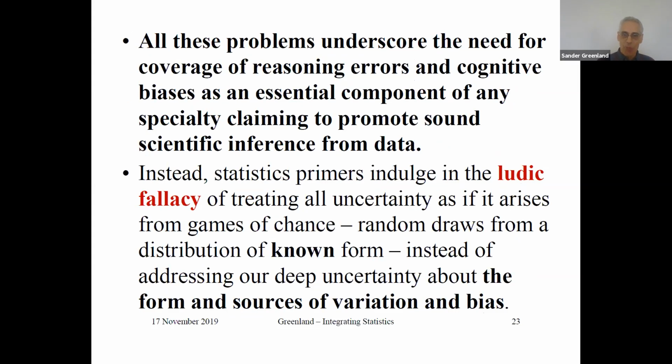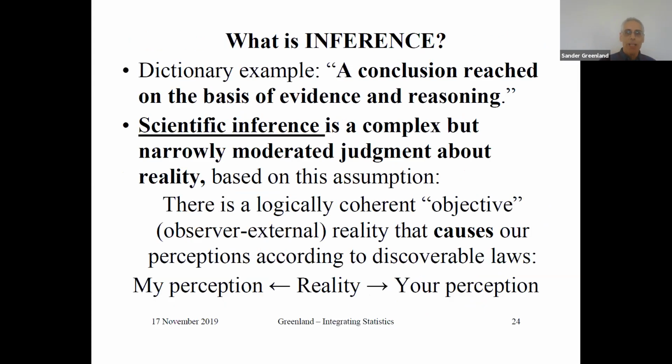And all these problems underscore the need for coverage of reasoning errors and cognitive bias as an essential component of any specialty claiming to promote sound statistical inference, sound scientific inference from data. Instead, statistics programmers indulge in the ludic fallacy of treating all uncertainty as if it arises from games of chance: random draws from a distribution of known form, instead of addressing our deep uncertainty about the form and sources of variation and bias.